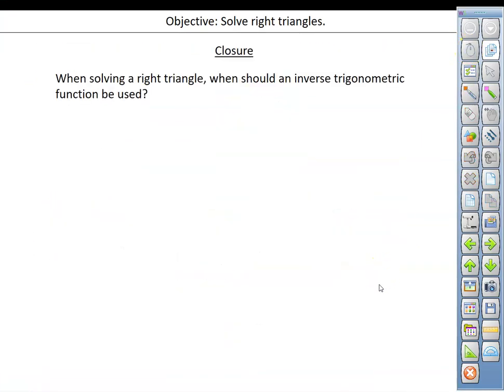All right, here is now finally our closure. So one of the things that you do need to be aware of is when you're solving a right triangle, in what parts of the problem should an inverse trigonometric function be used? So take a moment and think about what parts of the problem, what you're solving for, that requires the use of an inverse trigonometric function.